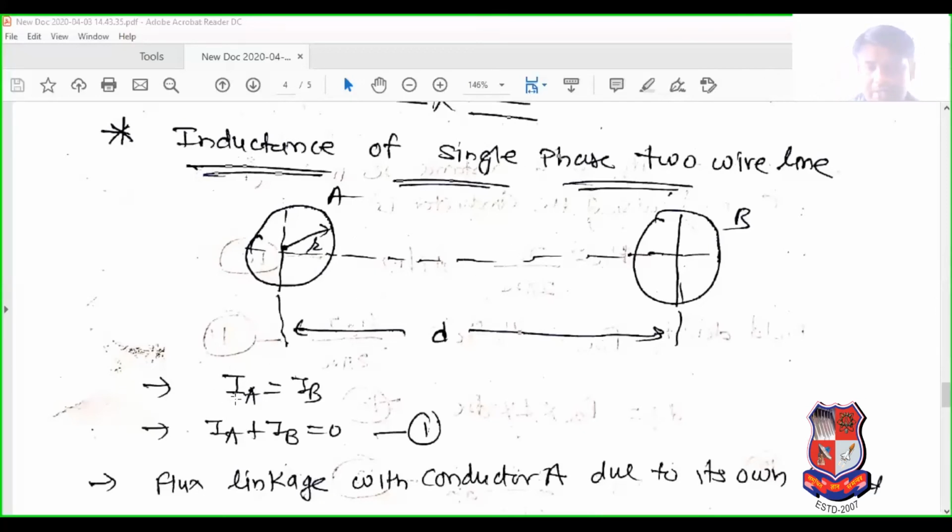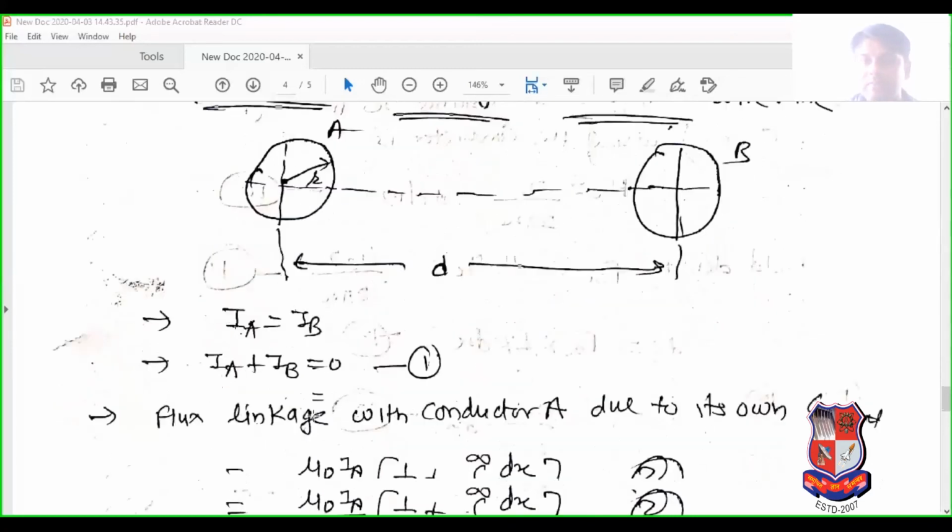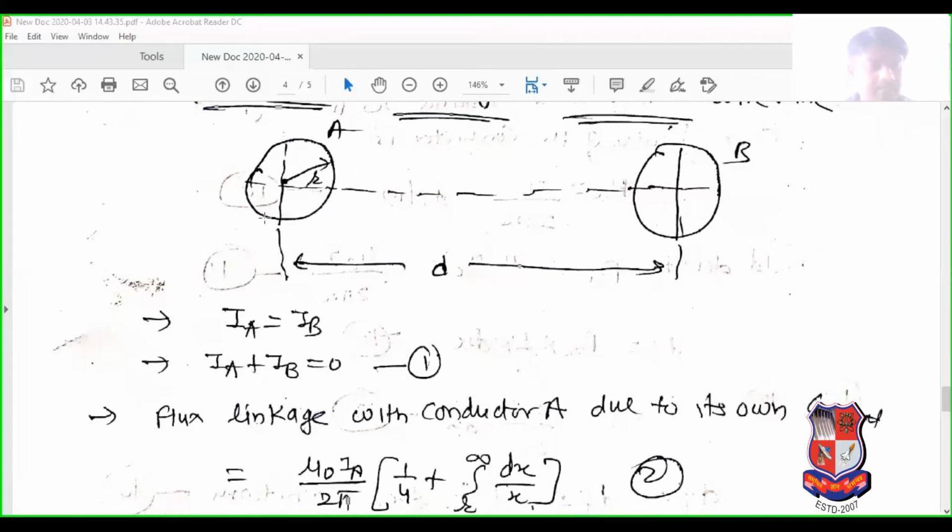So the magnitudes of these two currents are the same, IA equal to IB, but they flow in opposite directions. So IA plus IB is equal to 0, right? Now we will calculate the flux linkage, the flux linkage due to conductor A.